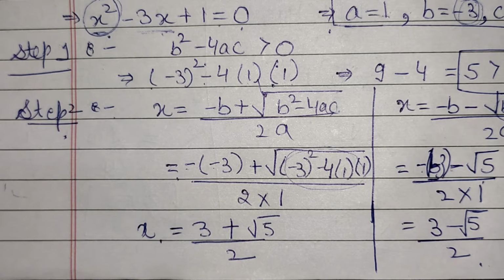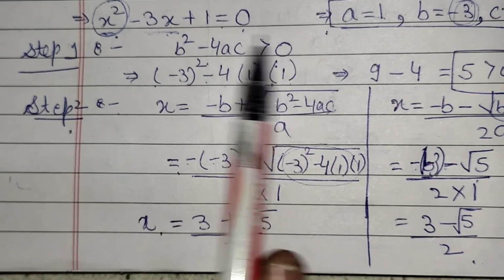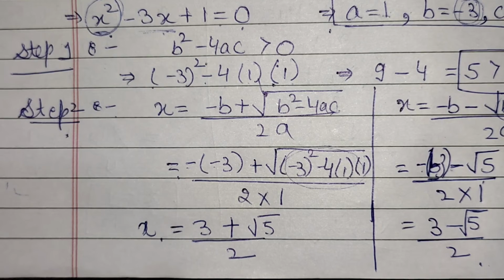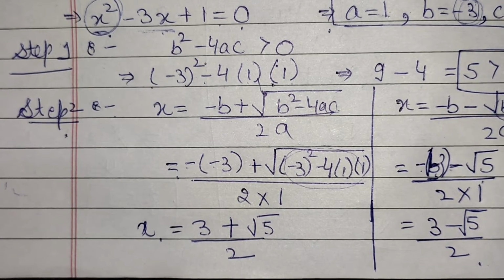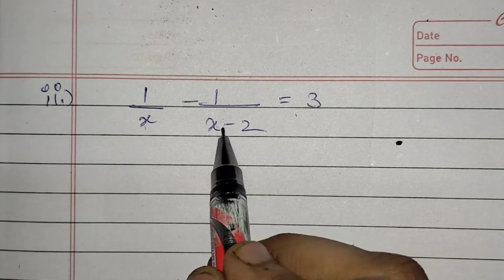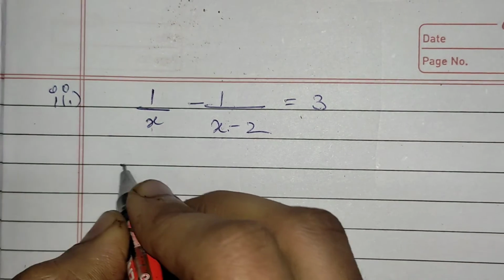How are we able to know that these roots exist or not? By using this formula, that whether b square minus 4ac is greater than 0 or not. So moving to the second part of this example. Again you have to first simplify the equation, then decide whether it is a quadratic equation or not.